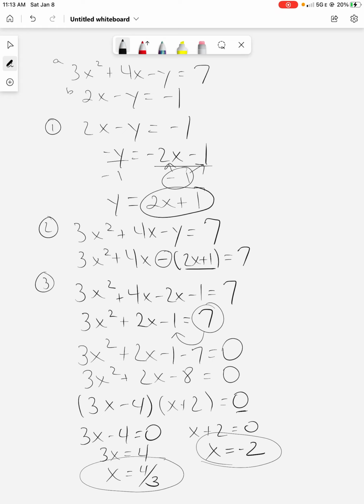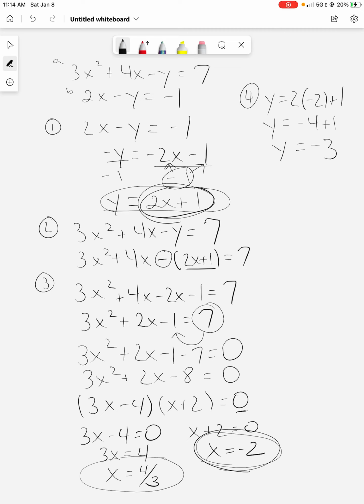So make a note of this, right? y equals 2x plus 1. Well, I might have room to the side. For step 4, we have to put these values in this equation. So I'm going to have y equals 2 times negative 2 plus 1. So y equals negative 4 plus 1, or y equals negative 3. What that means is that my x of negative 2 and y of negative 3 is a solution to this set of equations. It's a point.